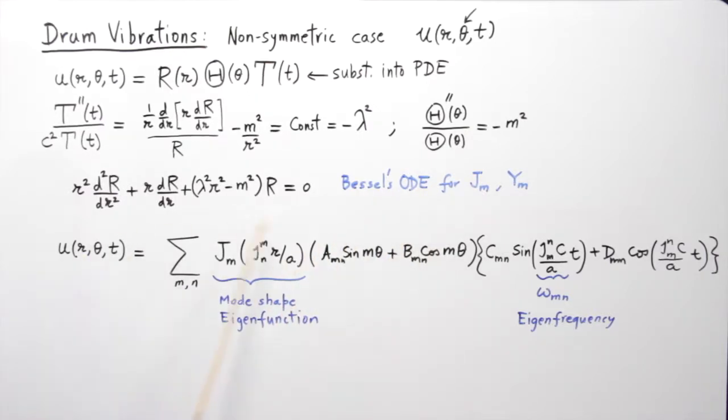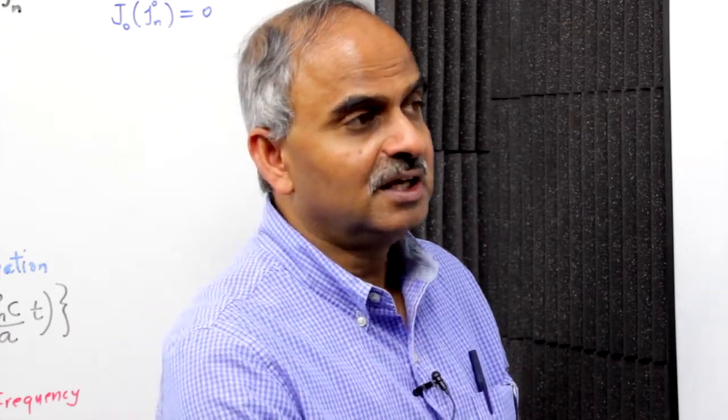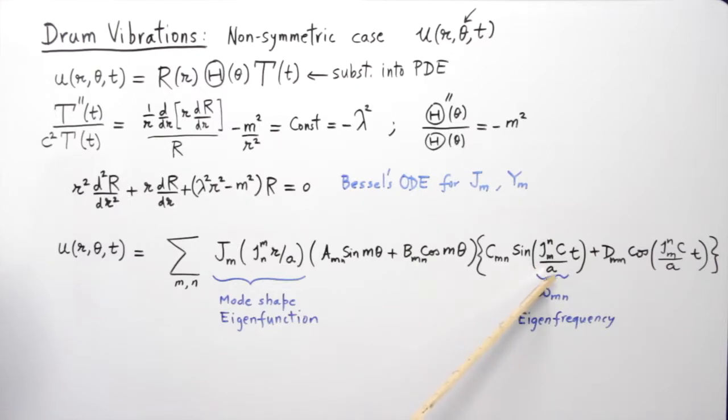And so the solution overall, once we work out the details, can be expressed in this form, where the radial shape of the eigenfunction associated with radial variation is given by this dependence. With respect to theta, it varies in a sinusoidal way with sine m theta and cosine m theta, with unknown constants that have to be determined by initial conditions. And time variation is also sinusoidal, a cosine with natural frequency, which depends on the mth zero of the nth order Bessel function.